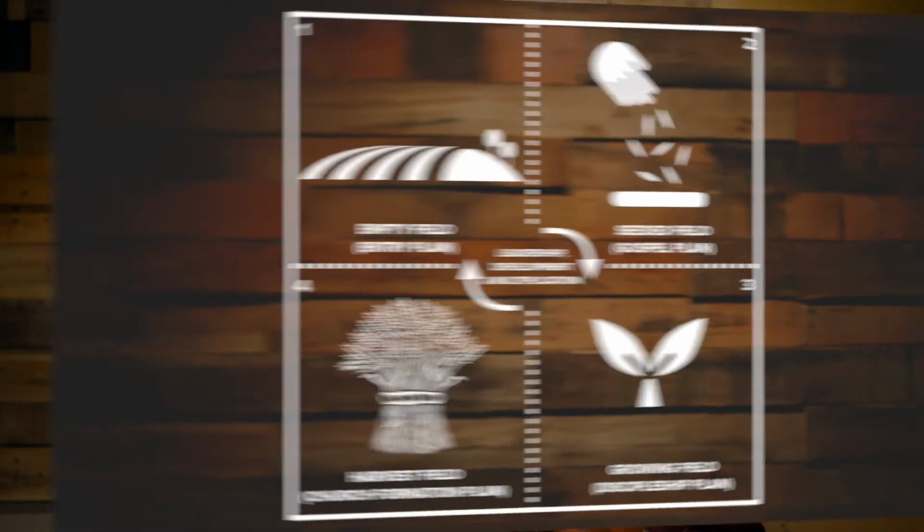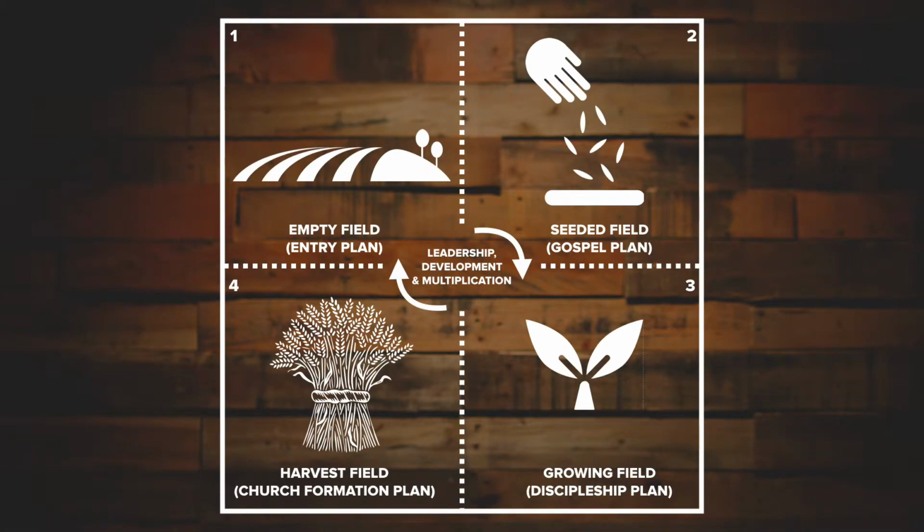The four fields refers first to the empty field. That deals with issues related to people groups or places where the gospel has not penetrated. The second field is the seeded field. That's aspects related to evangelism. The third field is the growing field. That's aspects related to maturing people. And then the fourth field is the harvesting field, or the gathering field. That deals with things related to church formation.